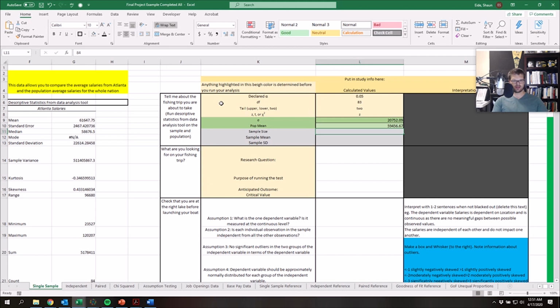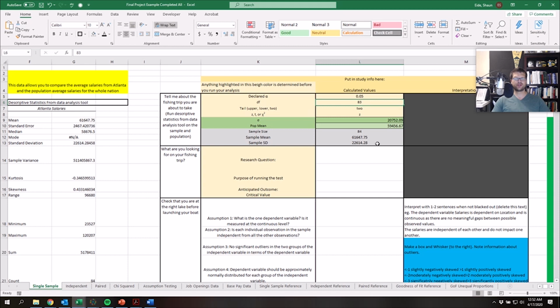Okay, and then once again, sample size, we've got a sample size of 84. We know that from earlier. And then the sample mean, once again, just come over here. We've got the sample mean right here, control C. And then we're going to paste it in right there. And then the sample standard deviation is right down here. And so we'll just put it in right there. And I'm going to shorten that. There we go. So we've got our basic descriptive data here.